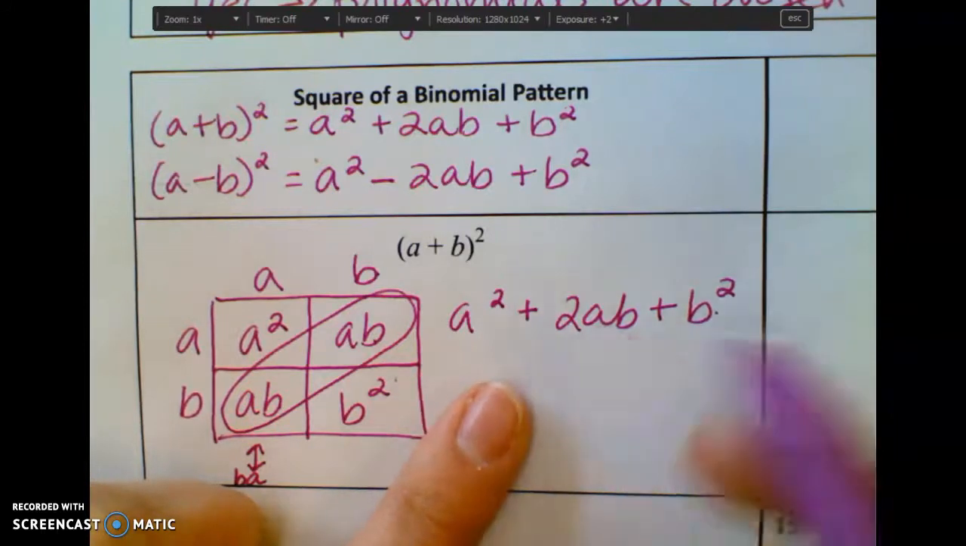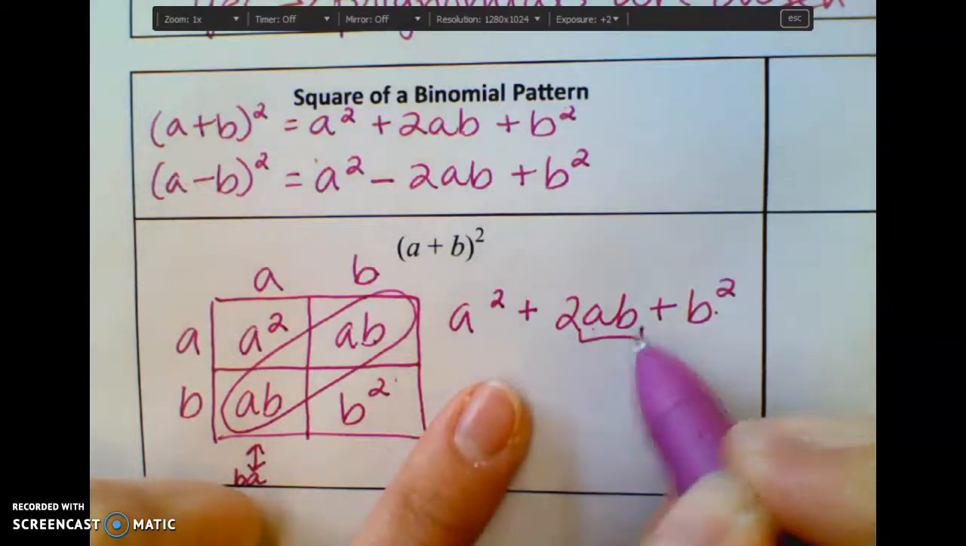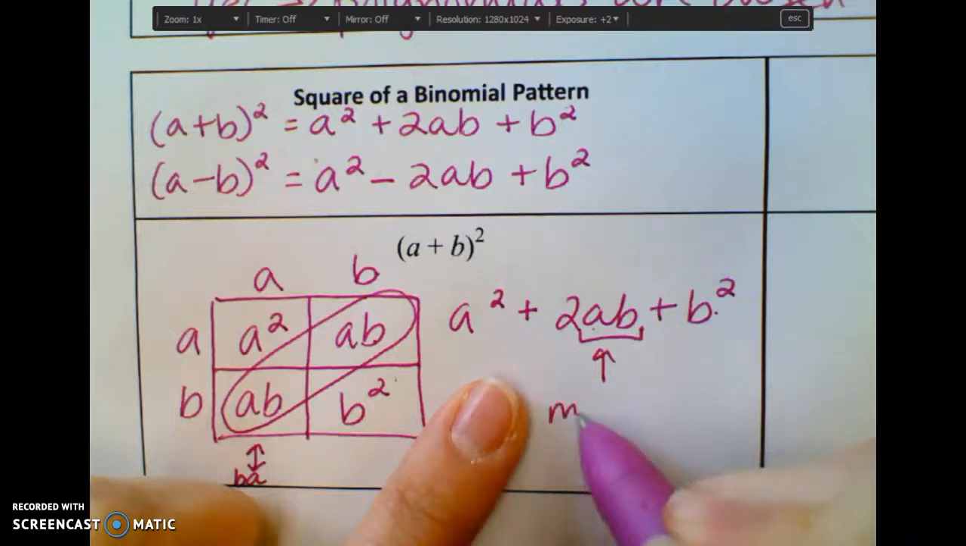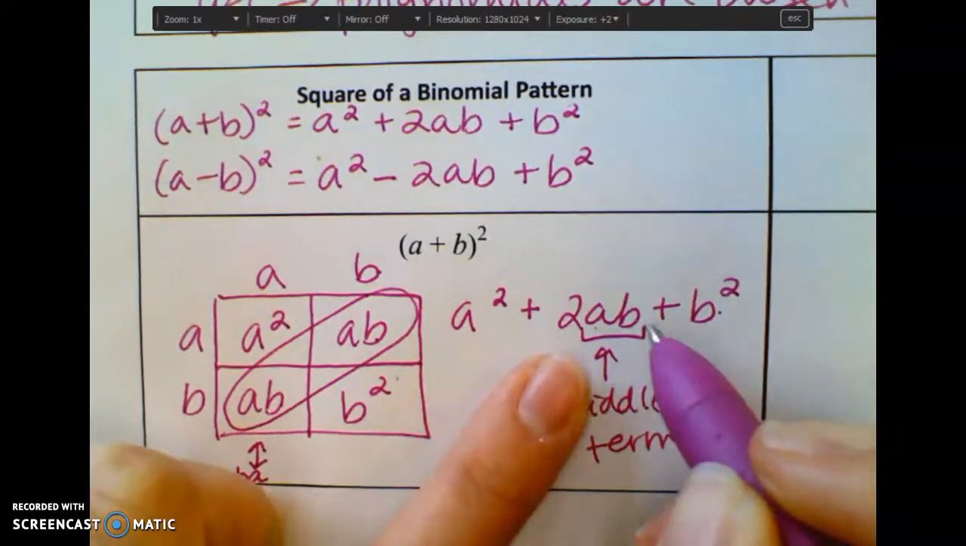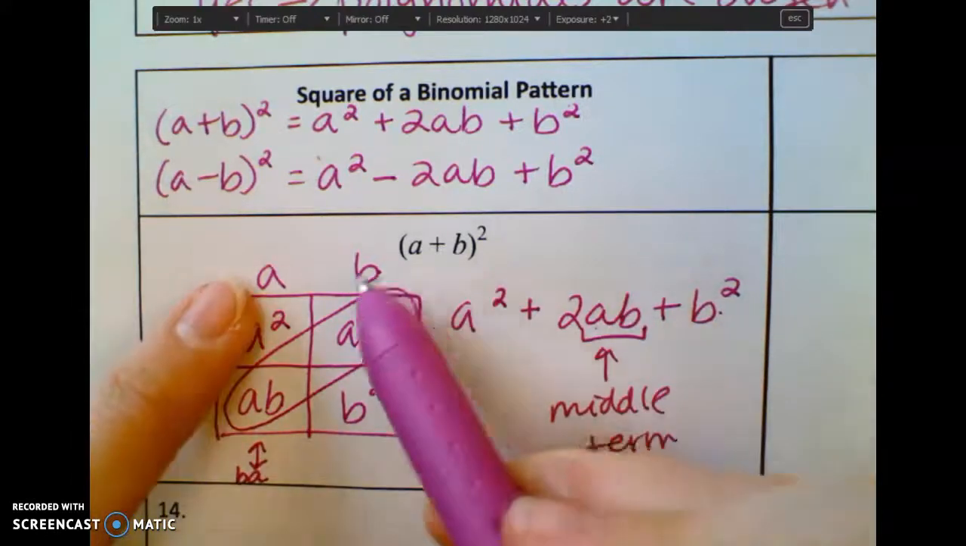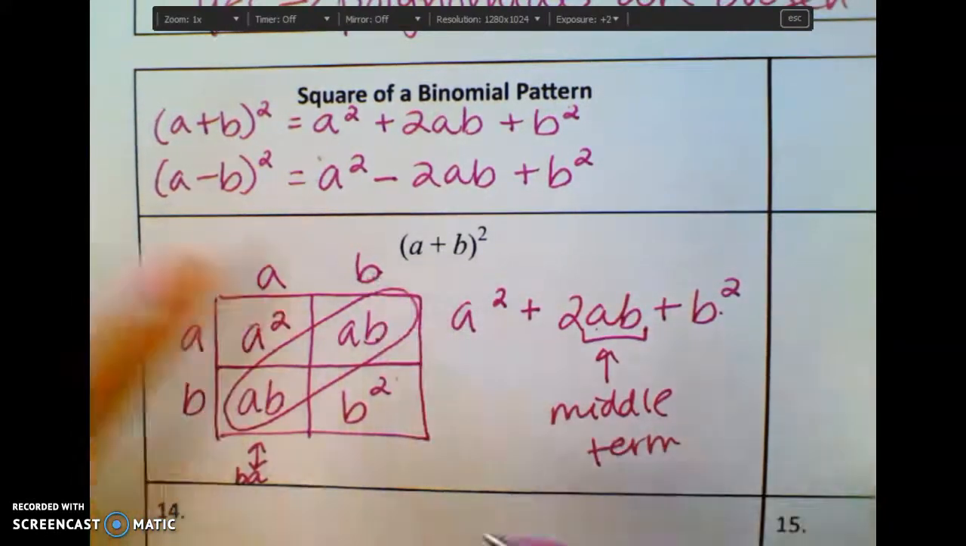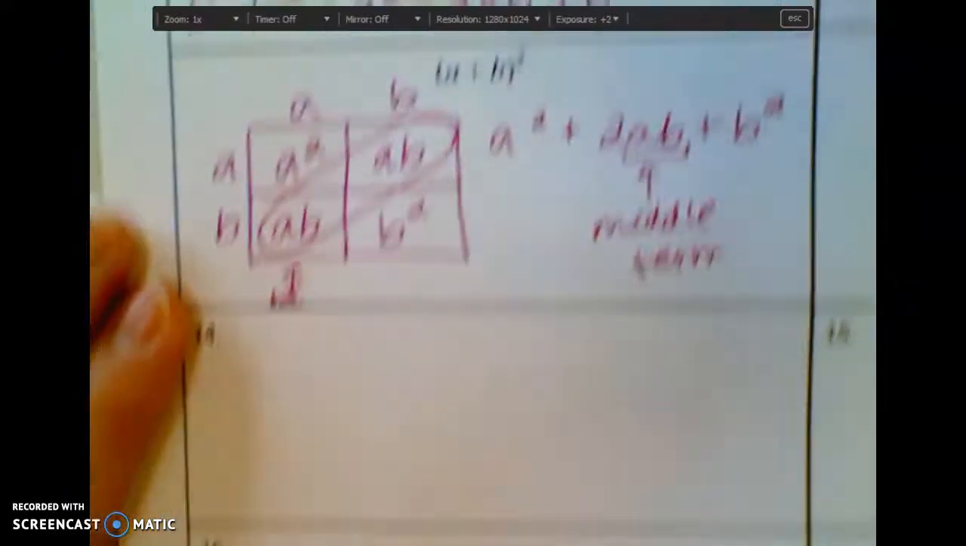And what I'll talk about here is the middle term. I'll call ab the middle term sometimes. So I'll say do 2 times the middle term. How do we get the middle term? We just multiply the a and the b. And we're going to look at examples of this right now.